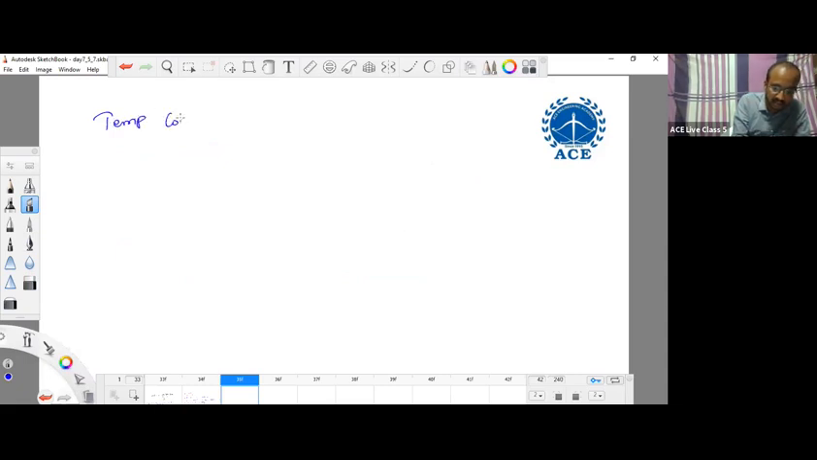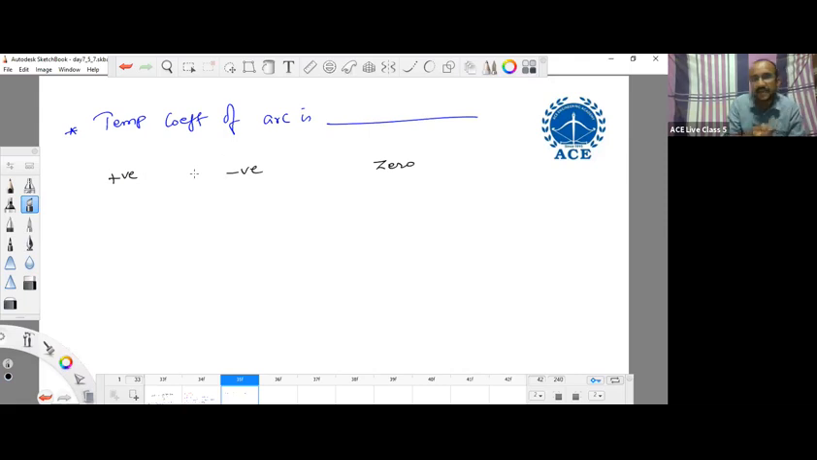Temperature coefficient of arc is dash. So what is the temperature coefficient of the arc? Whether it is having positive temperature coefficient, negative temperature coefficient, or zero temperature coefficient. What do you mean by positive temperature coefficient? As temperature increases, resistance also increases. Then we can say it is a positive temperature coefficient.